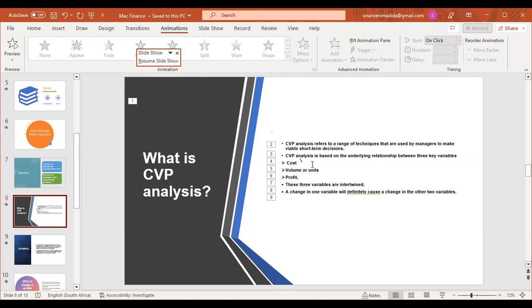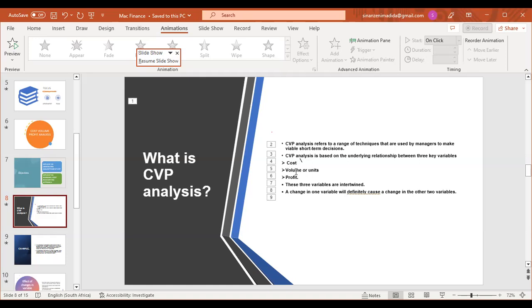variables. Our cost, when we're looking at the cost, we are looking at the cost of purchasing our inventory or cost of production when we are in a manufacturing company. Then the volume of units, our V, these are the units that we are producing. It can be referred to as volume or units. Then our P is the profit that we are going to make after selling our units. Before we sell our units, remember there are costs that we are going to encounter. That's why it's called the cost volume profit analysis.